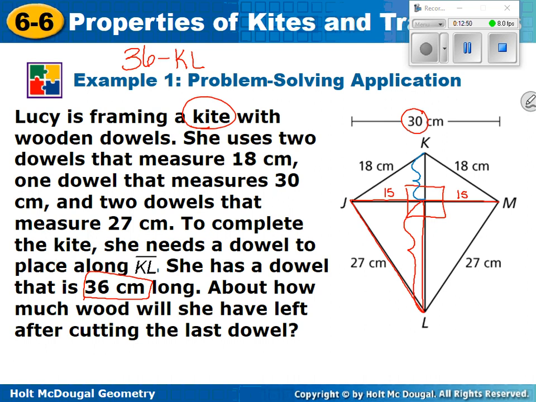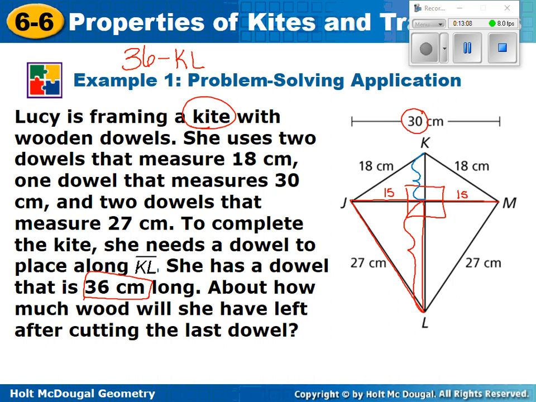Add them together. That's going to give us the whole length of KL, and then we're just going to subtract that from 36. Okay? So let's do that real quick together, and if you're watching the video, it's filled in on the notes, but I'm going to work it on the whiteboard so you won't actually see my work right now. But look at the filled in notes.